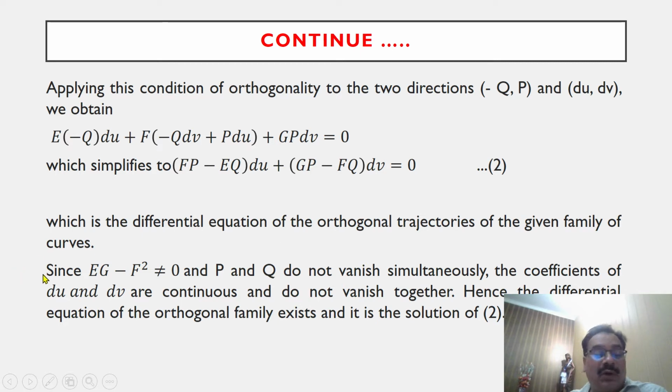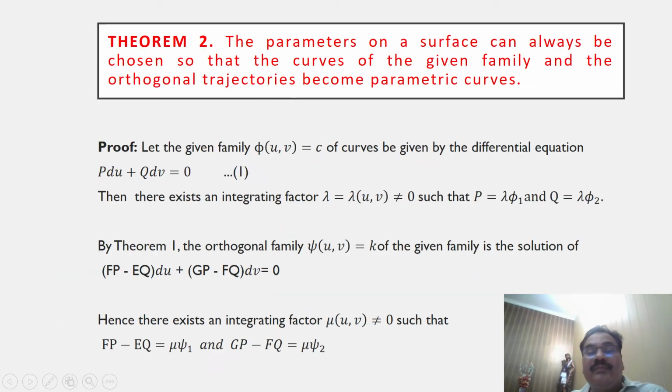Since EG - F squared is non-zero and P and Q do not vanish simultaneously, the coefficients of du and dv are continuous and do not vanish together. Hence, the differential equation of the orthogonal family exists and it is the solution of equation 2.